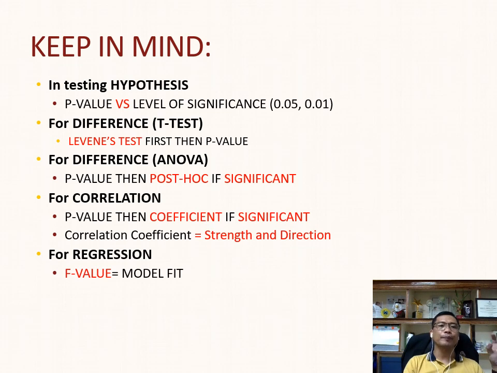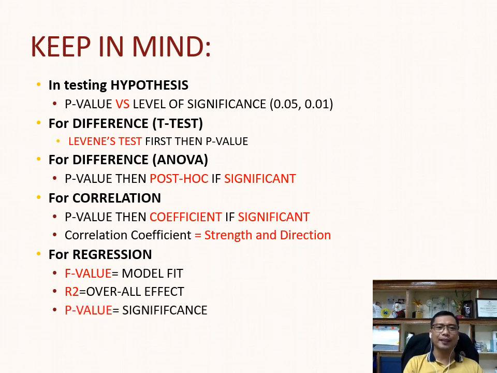If it's for regression, look first into the value of F, as reflected also in the p-value for ANOVA. R squared would reflect the overall effect. P-value talks about the level of significance, or whether there is significant effect per indicator, per predictor variable. The coefficient would tell us, if you just take into account that sole predictor variable, to what extent it will have an effect on our dependent variable.